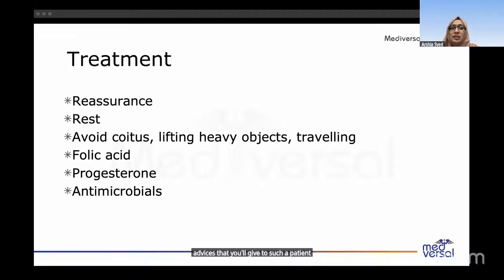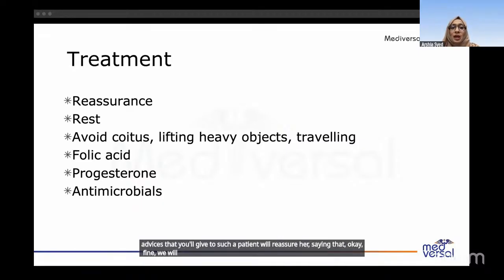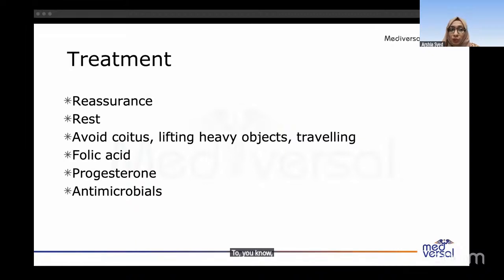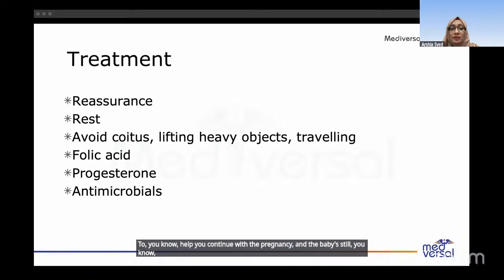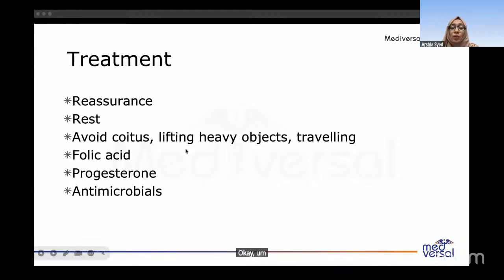You'll reassure her, saying that okay, fine, we will do our best to help you continue with the pregnancy, and at this point the pregnancy can still be saved. That's how you reassure her, and you advise her a good rest. Avoid coitus, avoid lifting heavy objects and avoid traveling.